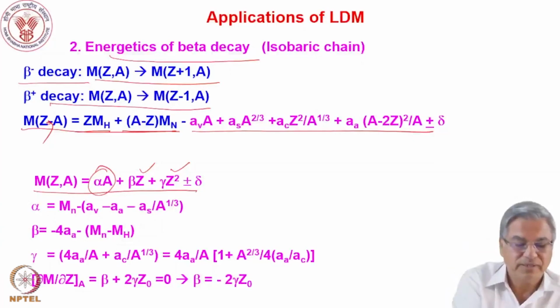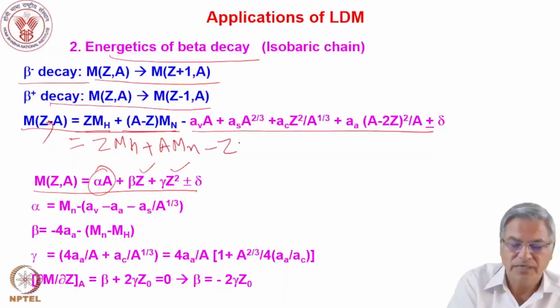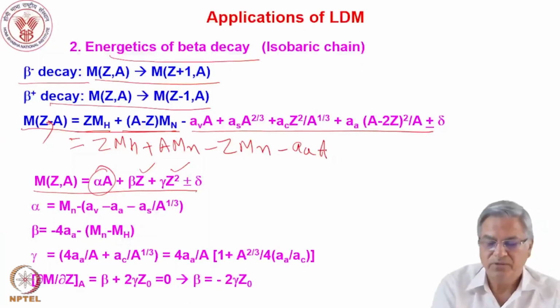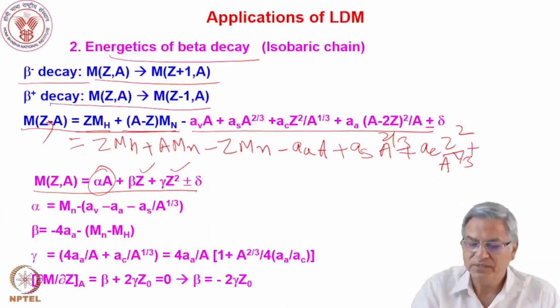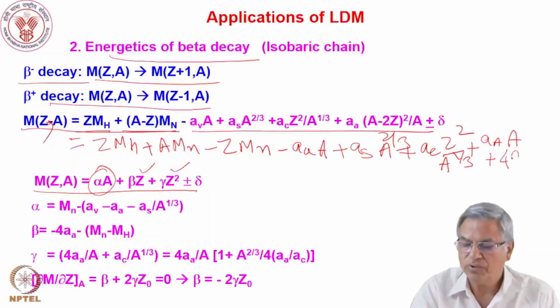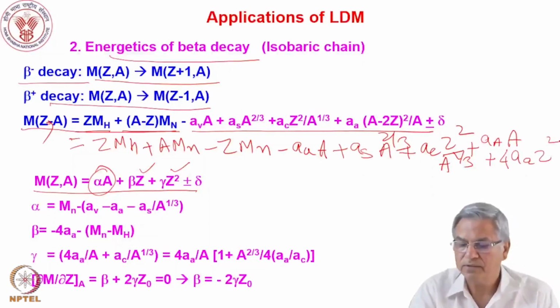So you can write this as Z M_H plus A M_N minus Z M_N minus A a_V plus a_S A to the power 2/3 plus a_C Z square upon A to the power 1/3 plus, opening the square, a_A (A minus 2Z) square upon A, which becomes 4 a_A Z square upon A, minus 4 a_A Z, plus a_A A. The 4 a_A upon A terms get cancelled out, leaving the plus or minus delta term.